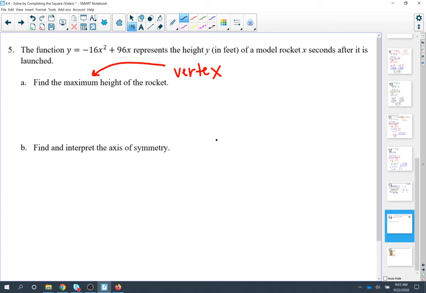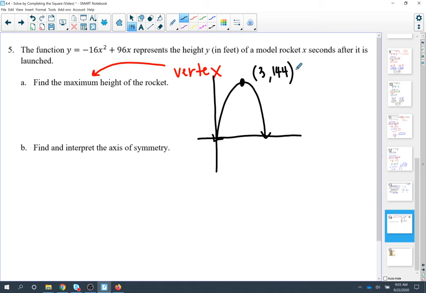On my paper, I'm going to draw my parabola. I know that it went like this. I'm going to put my vertex, 3, 144. Find the maximum height of the rocket. Well, is that the 3 or is that the 144? And the answer is, well, that's your 144, and we're talking specifically in feet. So the maximum height of the rocket is 144 feet.